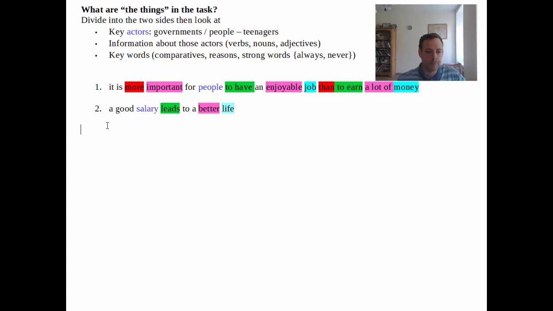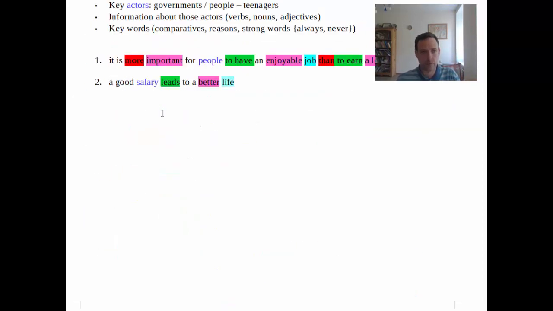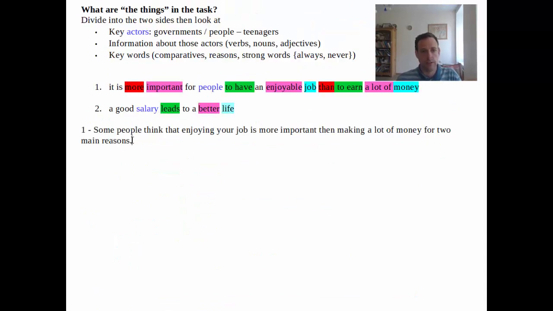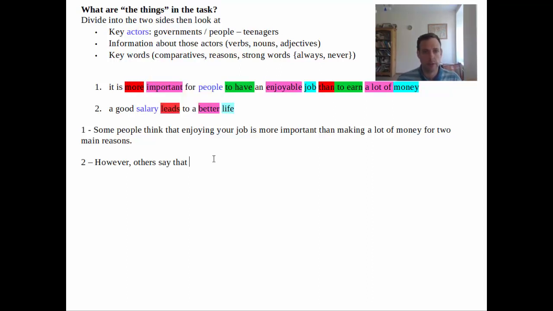Let's have a look at what would be a nice topic sentence, and we'll keep the first one. Okay, some people think enjoying your job is more important than making a lot of money for two main reasons. Okay, and then topic sentence number 2, however, others say that a good salary, so that's what's called cause and result. So perhaps you could even put leads, you can even make that a red, I think. You know, that's a key word. It's talking about cause and result.